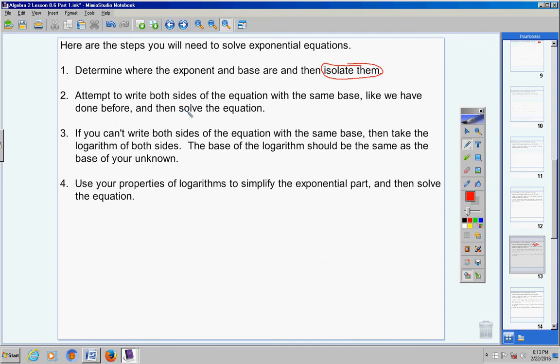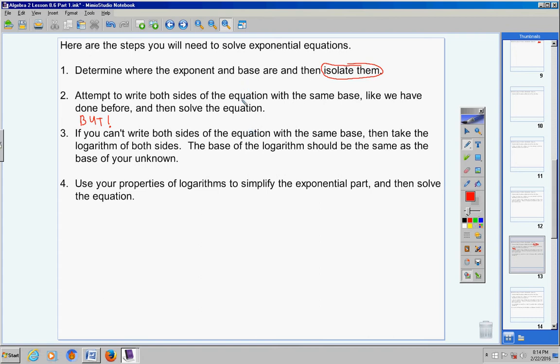Attempt to write both sides of the equation with the same base like we've done before, okay? But, capital exclamation point, but if you can't write both sides of the equation with the same base, then do something new and something different. Take the logarithm of both sides. The base of the logarithm should be the same as the base of your unknown. I'll explain that later. Use your properties of logarithms to simplify the exponential part and then solve the equation, okay?